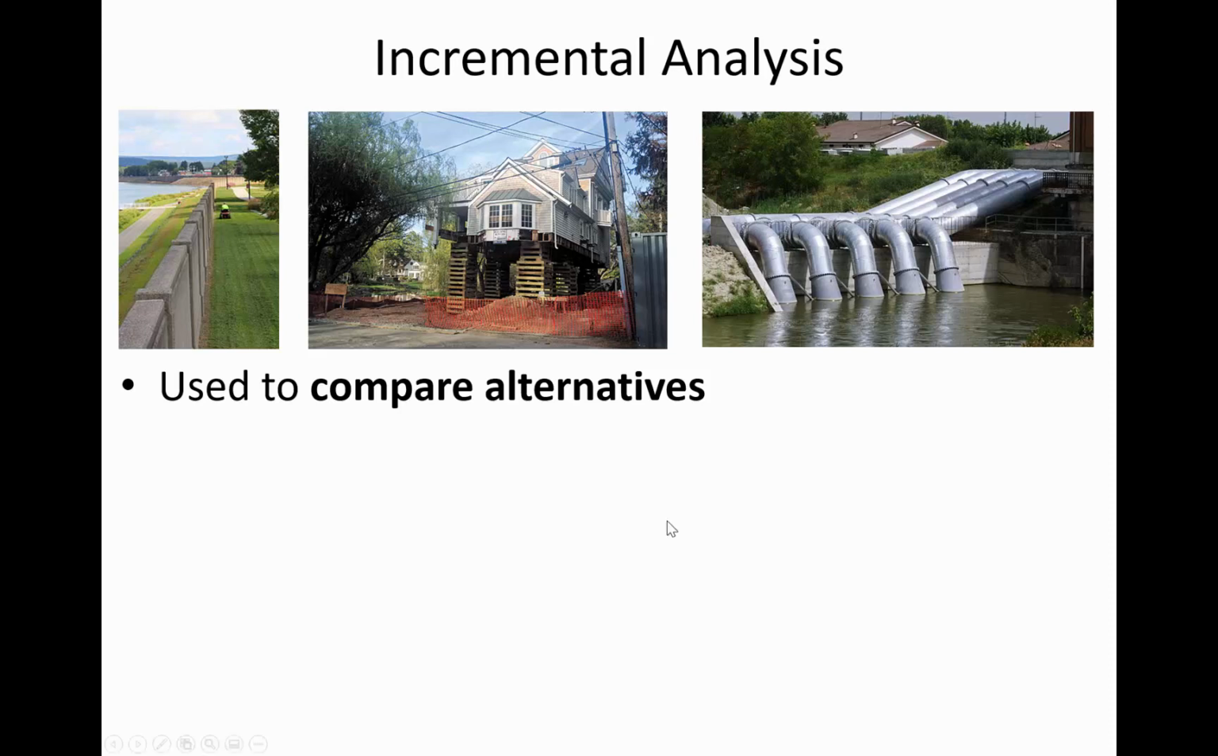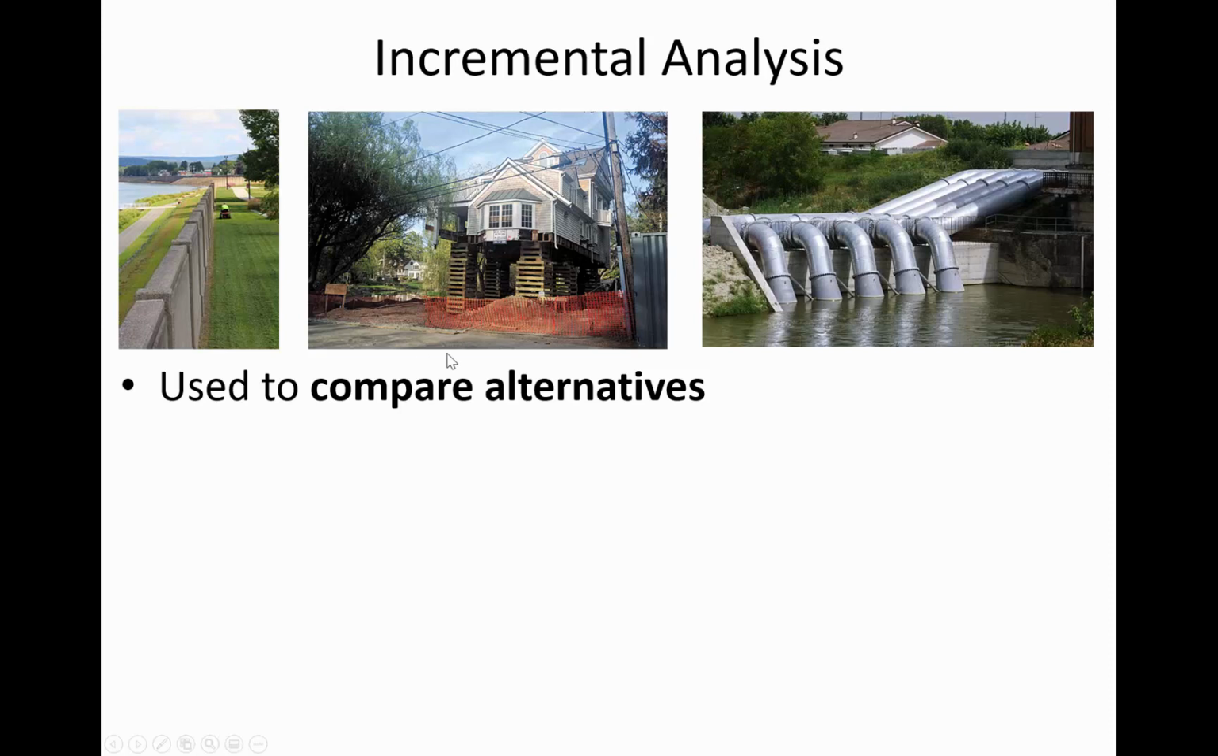Now, let me talk about the pictures here. The picture on the far left is probably familiar to anybody who spent time in Huntington. This is a flood wall. It's a way of providing protection to people on the right side of the wall. You can see that the river's on the left. On the right side of the wall is where people live. And so that's a flood protection measure.